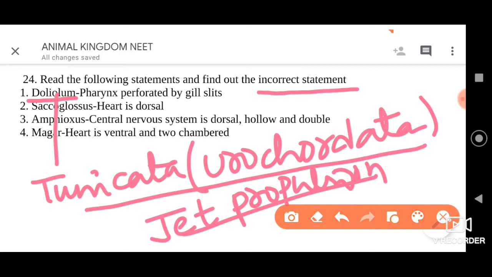And let me tell you, this is the correct statement because here the pharynx has perforated gill slits. So the pharynx is perforated by gill slits here, which definitely helps in respiration in the case of Doliolum. So please don't select this option because it is a correct statement. We need to select the incorrect statement, dear students.